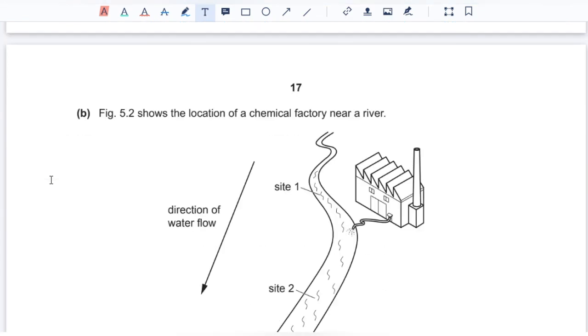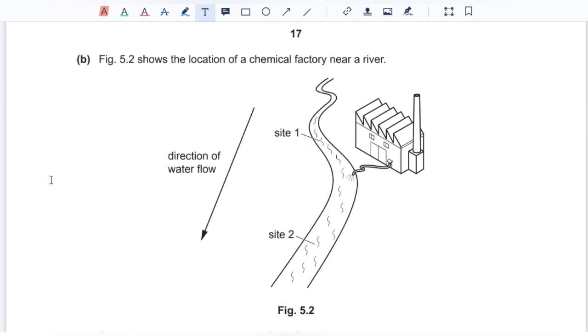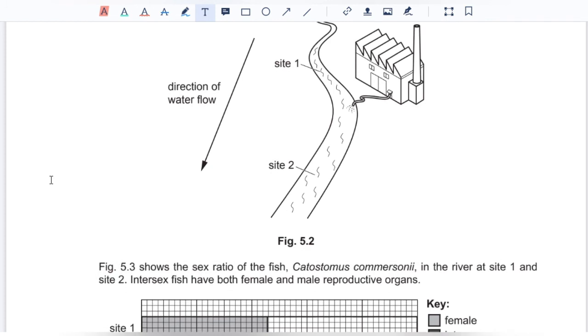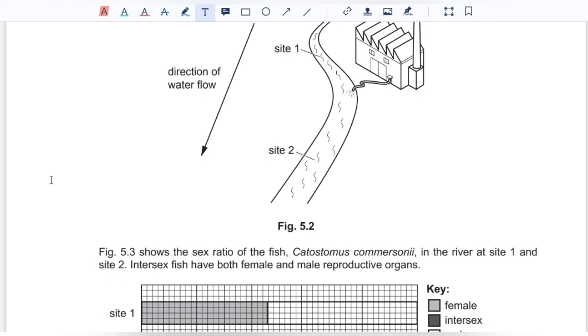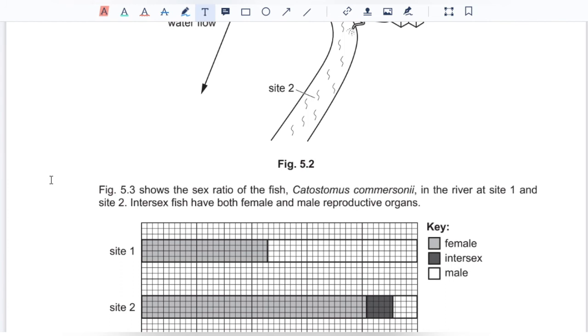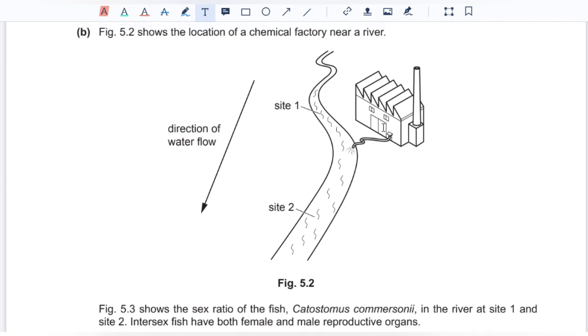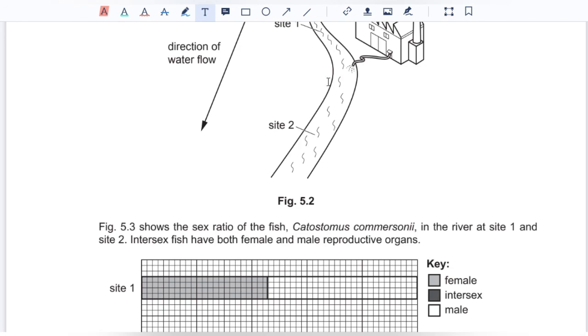B. Figure 5.2 shows the location of a chemical factory near a river. Figure 5.3 shows the sex ratio of the fish Catostomus commersoni in the river at site 1 and at site 2. So the direction of river flow is from site 1 to site 2, which means that anything which is excreted from this factory will not be present at site 1, but it will be present at site 2. So the effects of the waste material of the factory will be seen or observed at site 2, as water at site 1 is not contaminated by the waste.